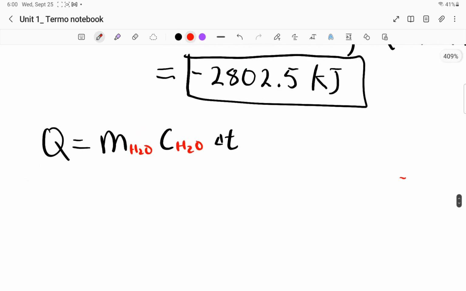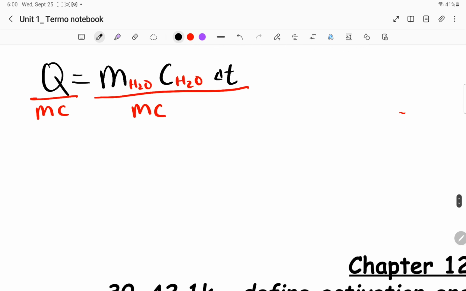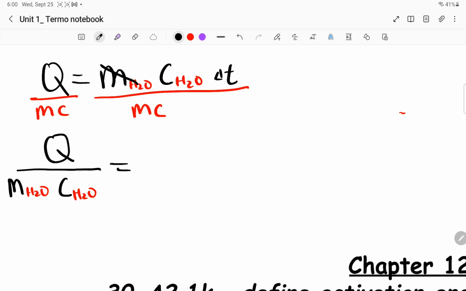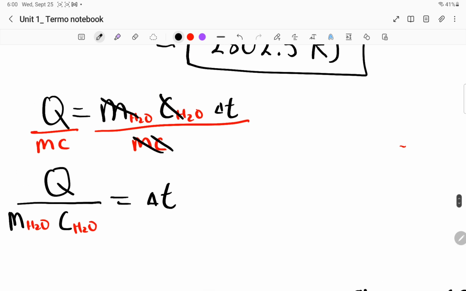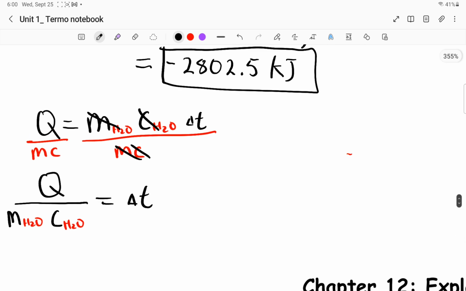Since we want to isolate delta T, we have to divide by m and c on both sides. That means we have Q divided by the mass of H2O times C of H2O equals your delta T. And now here's the problem. We don't know our Q. We don't have the heat released. So to find that out, we have to swap this number out for something that we have.